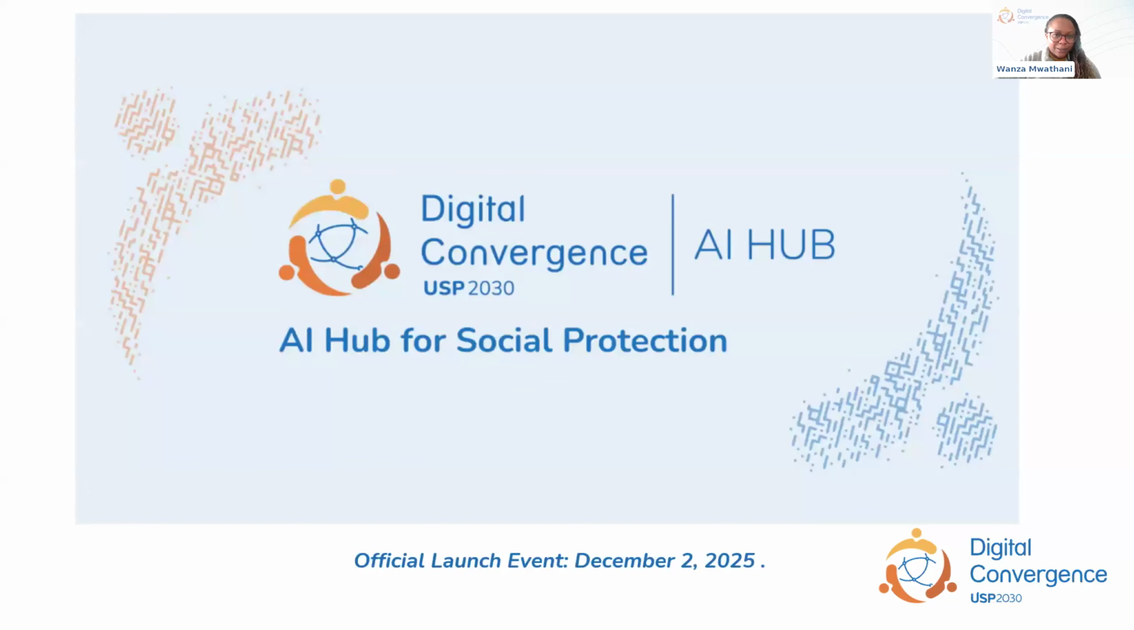And the last announcement: we will soon be launching. The official launch of the AI Hub for social protection will be on December 2nd, 2025. The links are available on our website for registration if you'd like to attend this event. And you can also get more information on the AI Hub on our website.